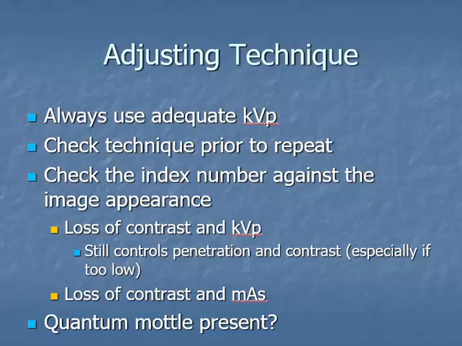Did you have quantum mottle present? Was your mAs too high or too low when you shot? You should be developing a feeling for what a range for mAs should look like on an individual patient. Collimated borders, how did they look? Did you have direct exposure to your image receptor? So a lot of things to consider.